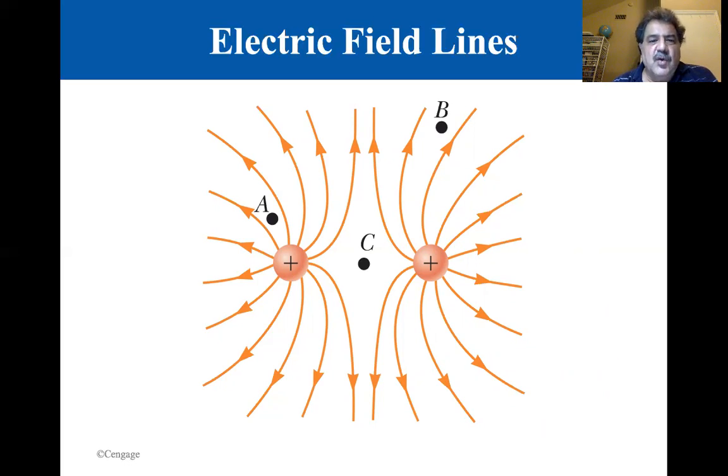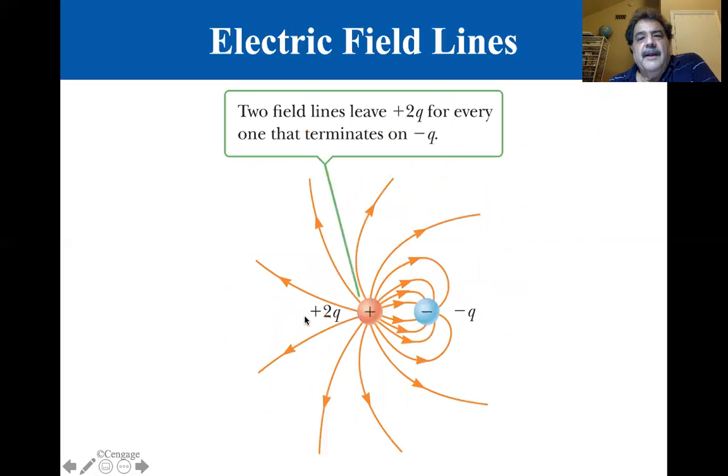well, it's greatest at A because it's closest to the charge, and that's where the field lines are most concentrated. If you look at B, it's further away from the charge, and the lines are a little more spread out. And at C, it's zero because the field lines are repelling each other at this point.